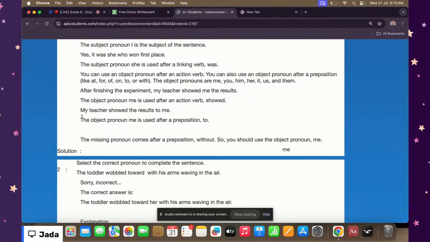My teacher showed the result to me. The object pronoun is used after a preposition too. So take notes that object pronouns can be used after prepositions. So that's why we have that here also after the to.